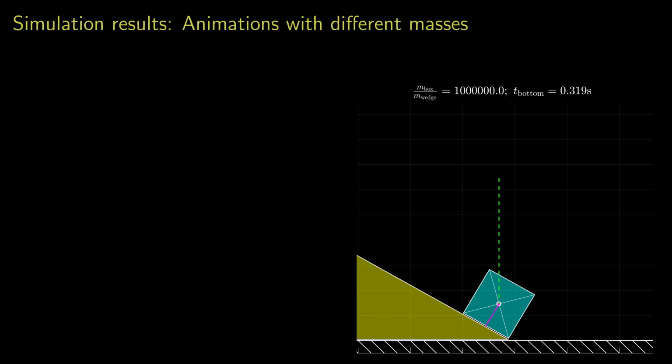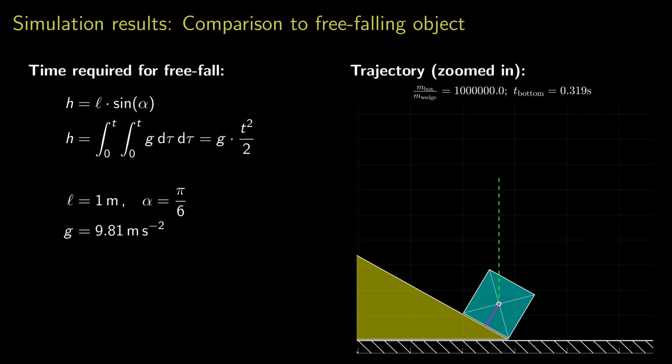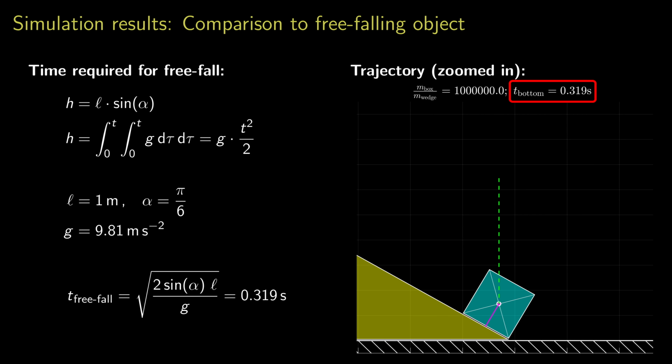Our box reaches the end point of the wedge after 0.319 seconds, which is exactly the time it takes to traverse this height in free fall. We can derive this time by first calculating the vertical height that needs to be traversed from the wedge length and angle, then calculate the distance our box travels if accelerating with the gravitational acceleration over time t. With the numerical parameters and the solved equation, the time comes out to be 0.319 seconds. And you can see that this is the exact same time returned by our simulation.